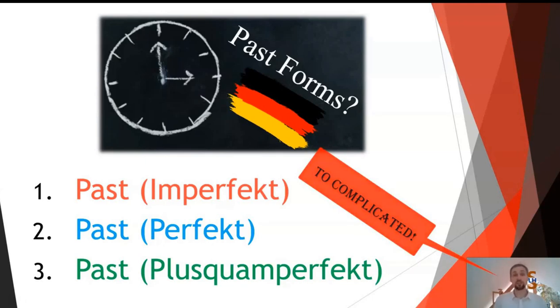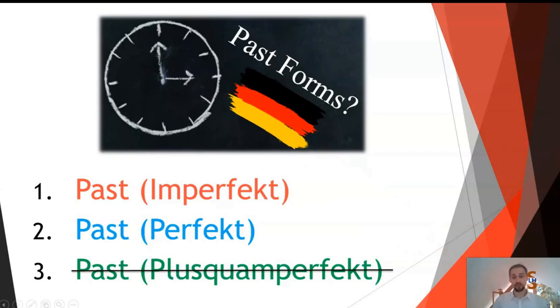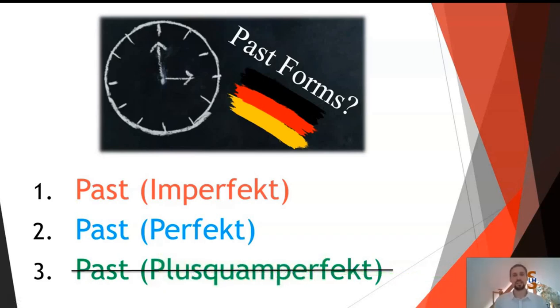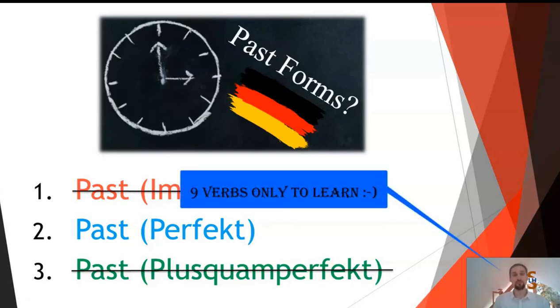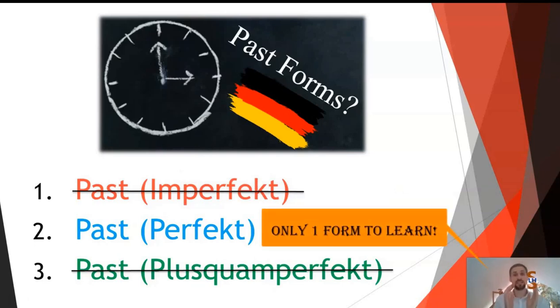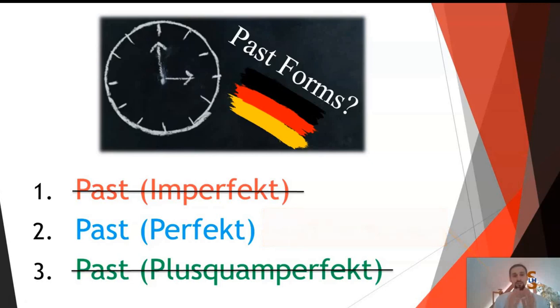Therefore, you should also know that the 3rd form is actually not in use. So do not learn the 3rd past form, the Plusquamperfekt. In addition, you should know that the 1st past, the imperfect, is also almost not in use at all. It is only used for 9 verbs in total. And these verbs you will learn in the course. So therefore, focus only on learning the perfect, the 2nd past, and all the other 2 pasts, just skip them. Nobody uses them anymore. They're too complicated to learn.